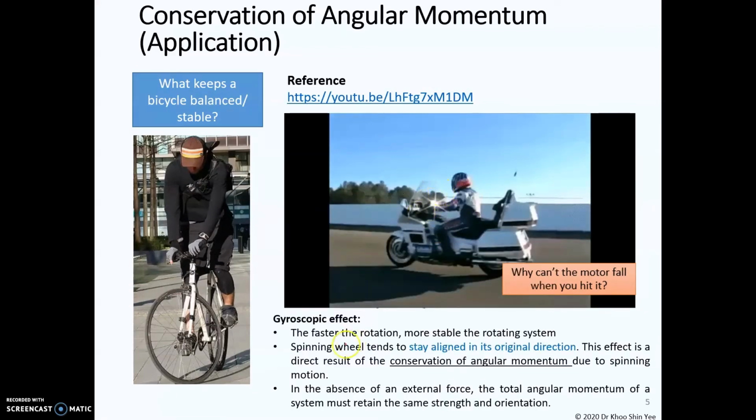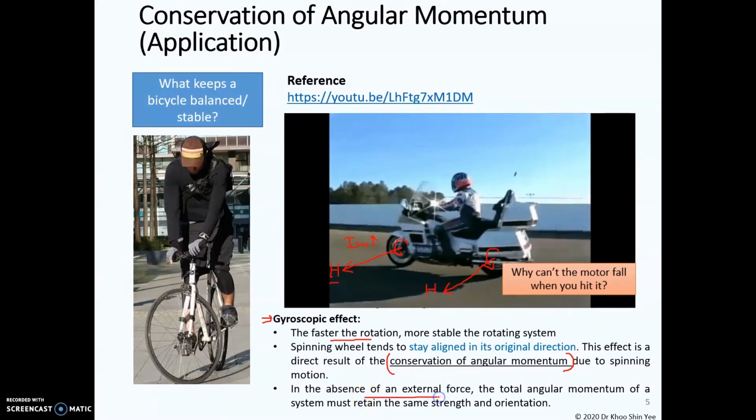From this example, we can see that if the rotation of the wheel spins faster, the rotating system will be more stable. This is known as the gyroscopic effect. This effect is a direct result of the conservation of angular momentum. Due to this spin, you can foresee the angular momentum H here is equal to I omega. So if the omega is high, then the angular momentum will be high as well.